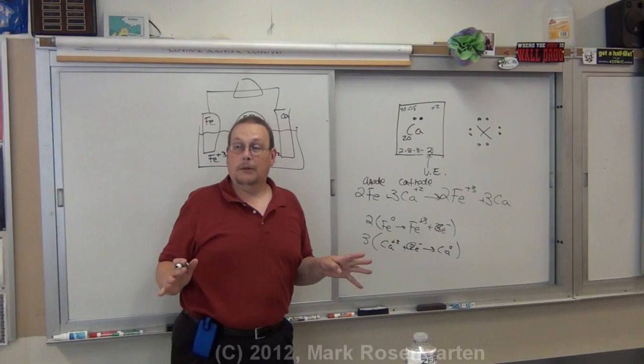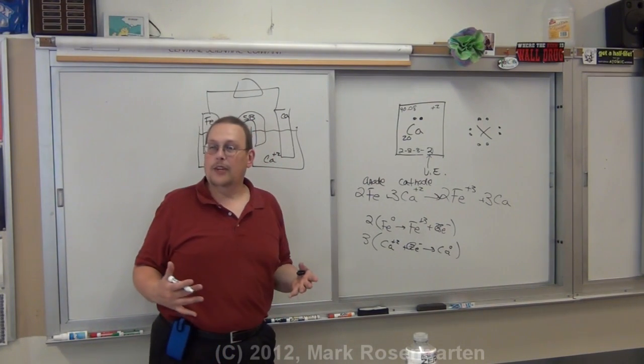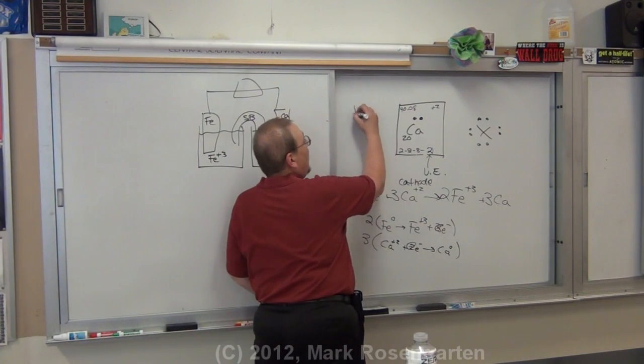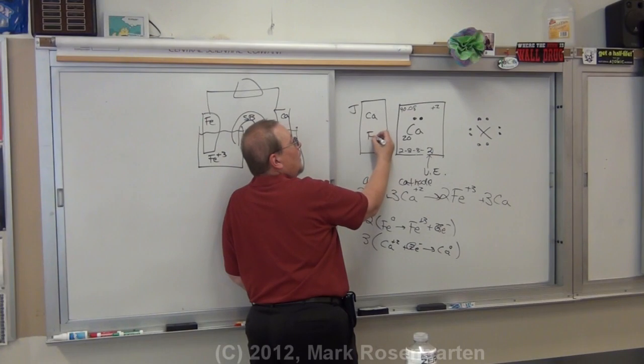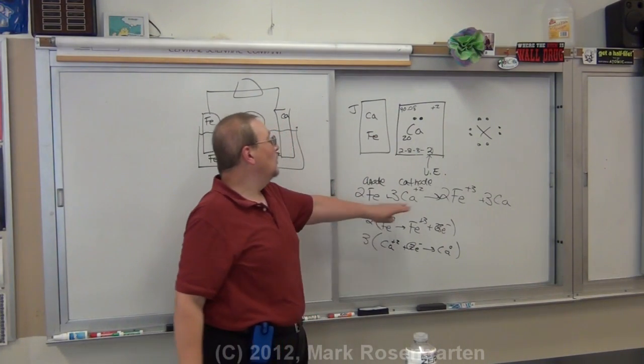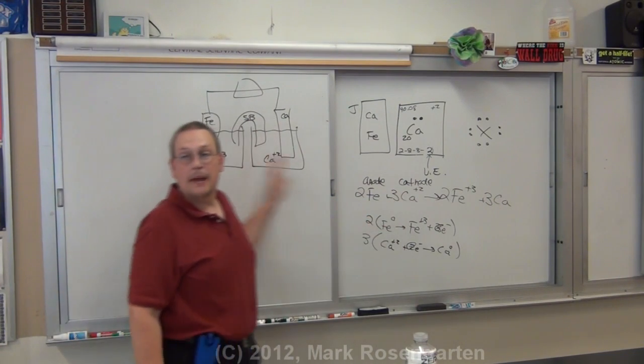Now this wouldn't work. Anybody would look at this and say, wait, this isn't going to work, because in a redox reaction, if you take a look at reference table J, calcium is listed higher than iron. So this reaction will not be spontaneous. You wouldn't be able to use this to make a battery.